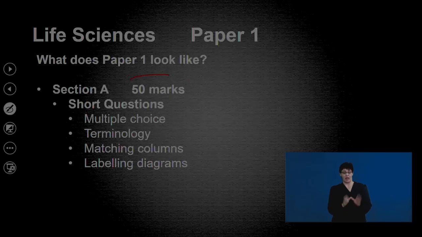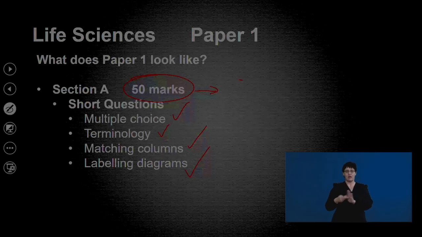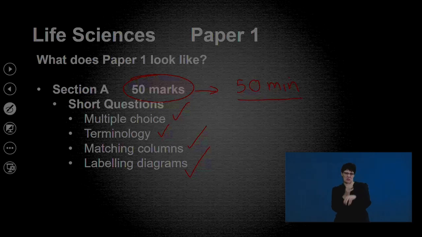Section A consists of 50 marks. It has a series of shorter questions, and each of these can vary between 5 to 10 marks. They consist of multiple choice questions, questions based on terminology, matching the columns, probably true and false, as well as labelling diagrams. All of this should be done in no more than 50 minutes. This is a good guide to establishing what we call a completed paper on time.